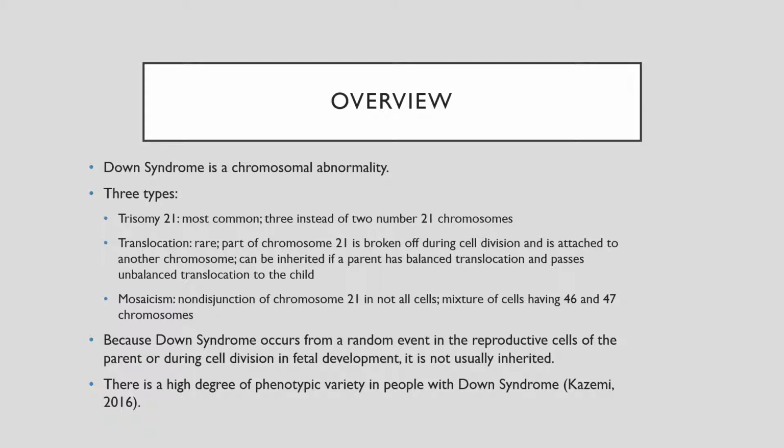This occurs when non-disjunction of chromosome 21 occurs in not all cells. The patient will then have a mixture of cells having 46 and 47 chromosomes. Because Down syndrome occurs from a random event in the reproductive cells of the parent or during cell division and fetal development, it's not usually inherited. There's also a high degree of phenotypic variety in people with Down syndrome.